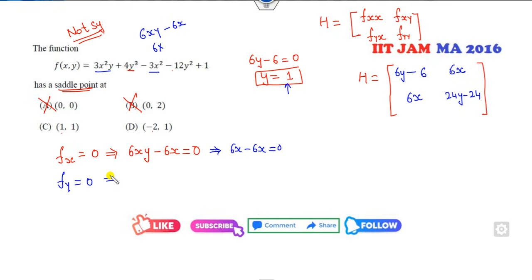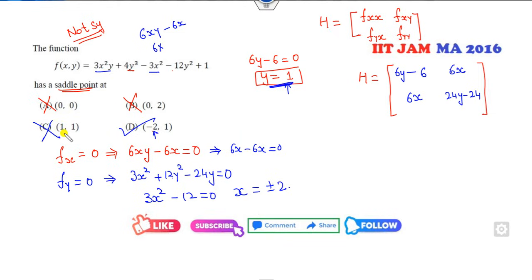What is fy is 0? fy: so 3x square plus 12y square minus 24y is equal to 0. I can substitute y is equal to 1 here. It is 12 minus 24 here. So what is the value of x? Plus minus 2. So you can see the 1 value is here. This value is cancelled out. So D is my right answer.